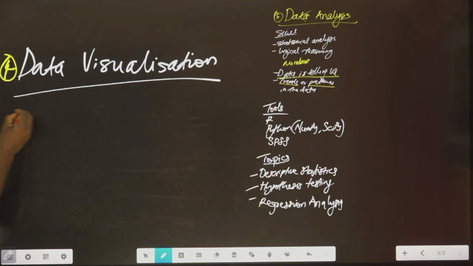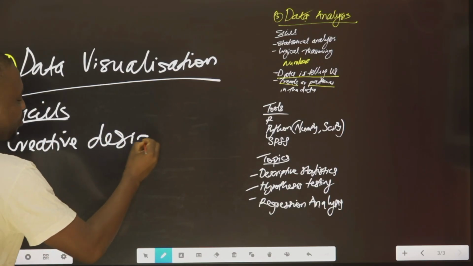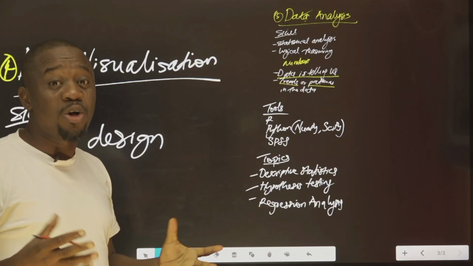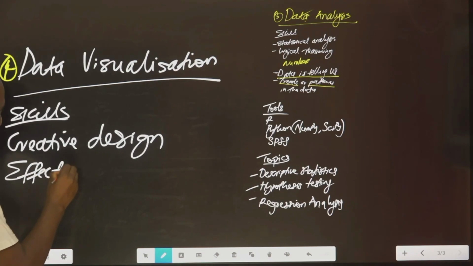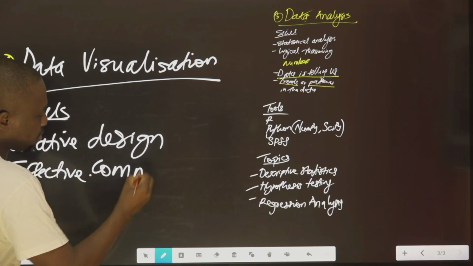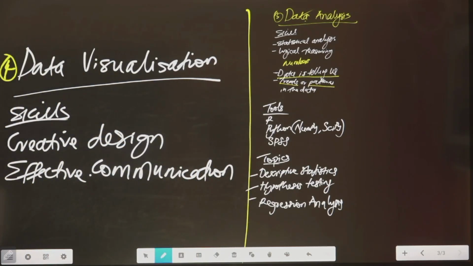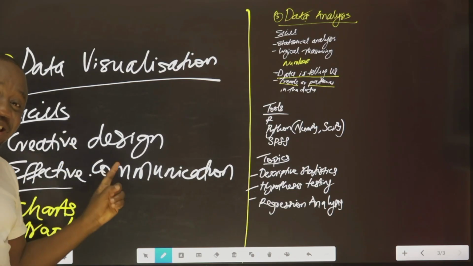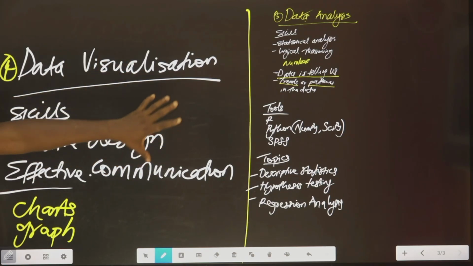Okay? What are the skills? Creative design. You must be good in design to make sure that your report is pleasant. Okay? Also, effective communication strategy. So you need to turn complex data into charts, into graphs, which will make it easy for everyone to understand your analysis.